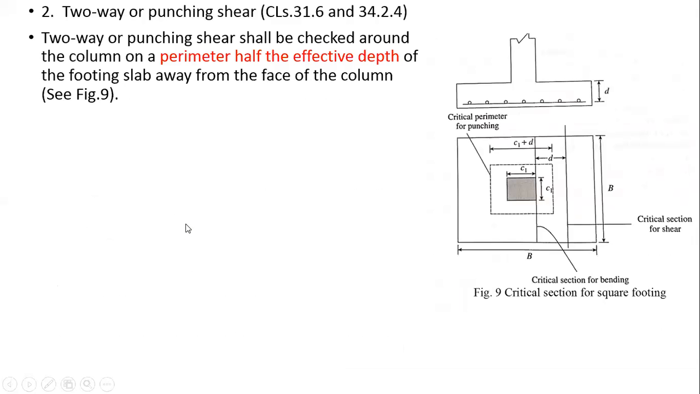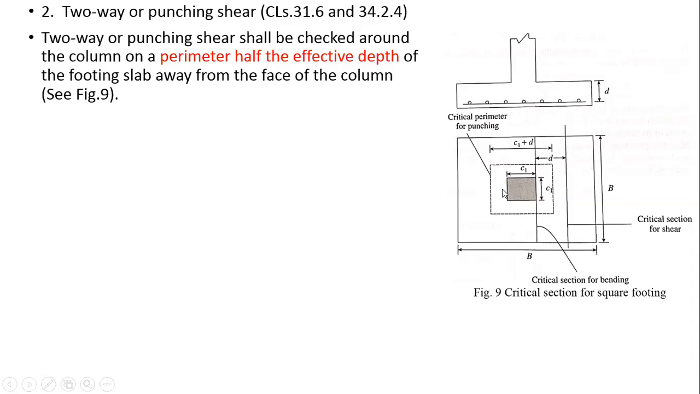Now, two-way shear. You have to consider two-way shear. This is the dotted line. This is the critical section for two-way shear, the critical perimeter for punching or two-way shear. It is also called punching. Now, how to take this section, this dotted line?